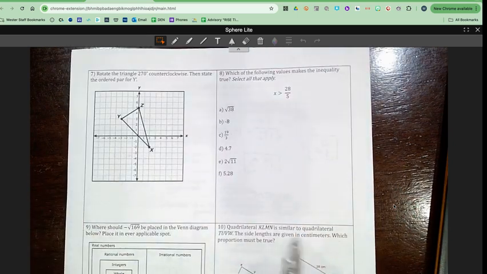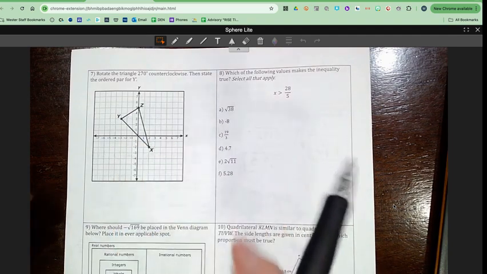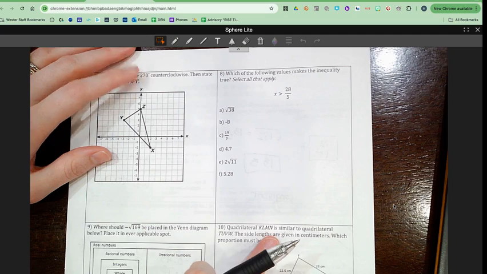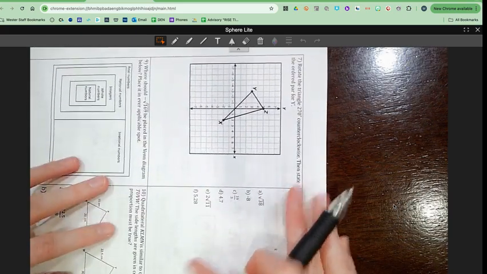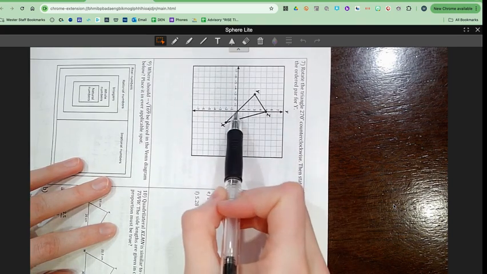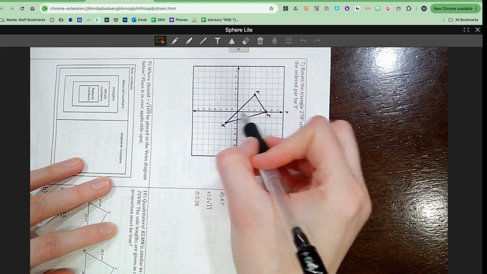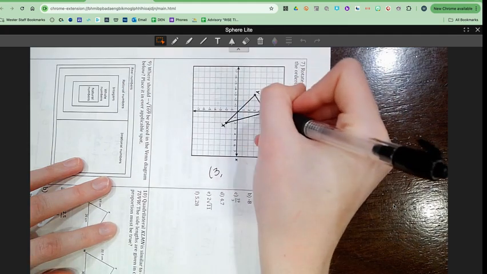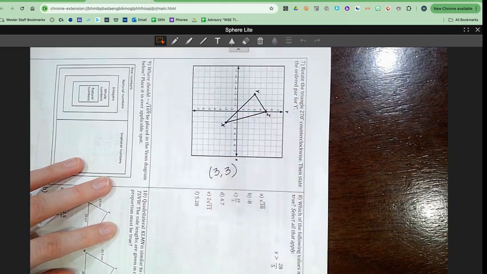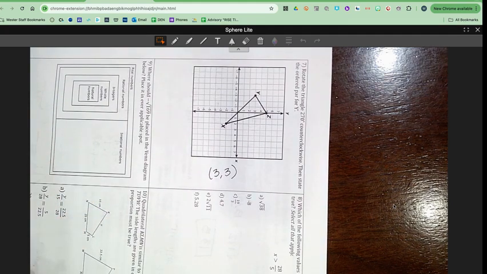Okay, on the back, our final 4 questions. Number 7 says, rotate the triangle 270 degrees counterclockwise, then state the ordered pair for y prime. So when we rotate 270 counterclockwise, we are turning to the left. So I'm going to do 1, 2, 3 turns to the left. And we're looking for the ordered pair for y prime. So starting from the origin to get to y after I turned it, I'm going to go right 3. Well, when you go right 3, that's a positive 3. And then I go right 3 and up 3, it is going to be at 3, 3. So that would be our ordered pair for y.